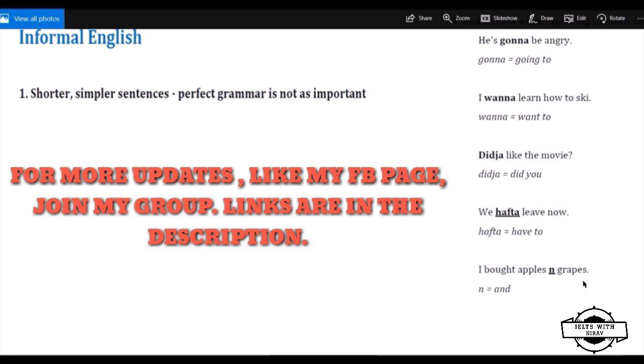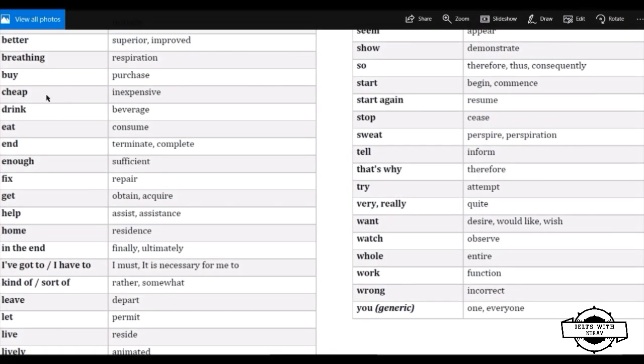Now I have a list of formal words. Let's have a look at it. Here is the list of formal words: instead of better you must use superior or improved, breathing becomes respiration, buy becomes purchase, cheap becomes inexpensive, drink becomes beverage, eat becomes consume, and end becomes terminate or complete, enough becomes sufficient. This is the list of formal words. If you want to download it, the link is in the description. So try to use these words in your formal letter. For sure you will be able to score 7+ bands.